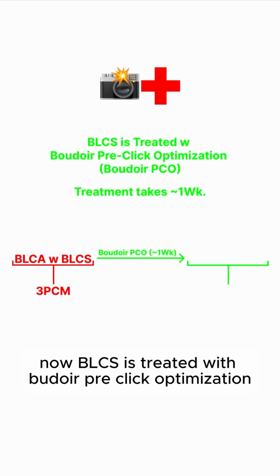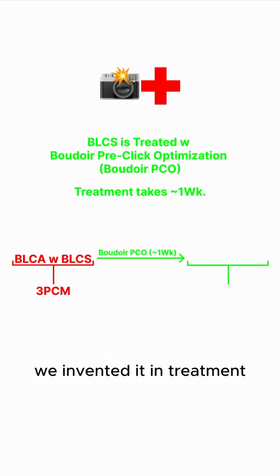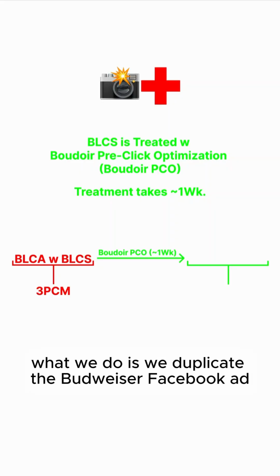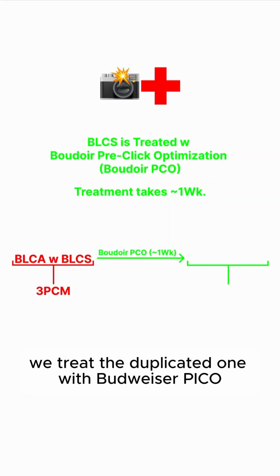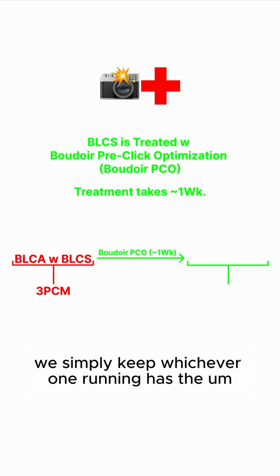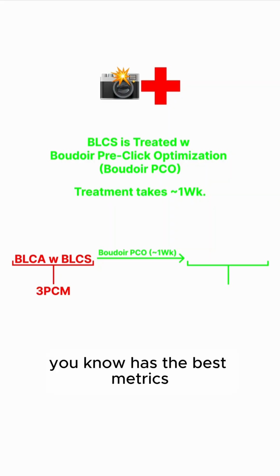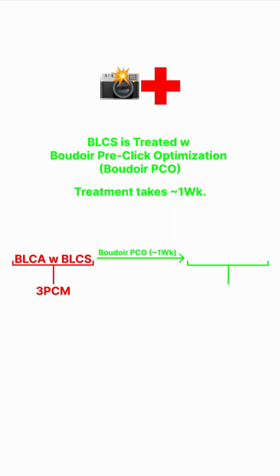And now BLCS is treated with Boudoir pre-click optimization, aka Boudoir Pico. Can't get this anywhere else. We invented it. And treatment takes about a week. What we do is we duplicate the Boudoir Facebook ad, leave the original one as it is, on or off, whatever. We treat the duplicated one with Boudoir Pico, takes about a week. And at the end of the week, we simply keep whichever one running has the best metrics. And it's always been the Boudoir Pico treated one.